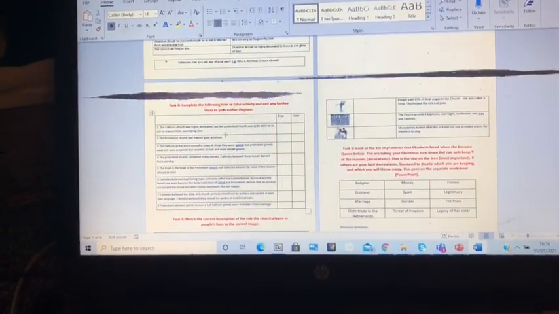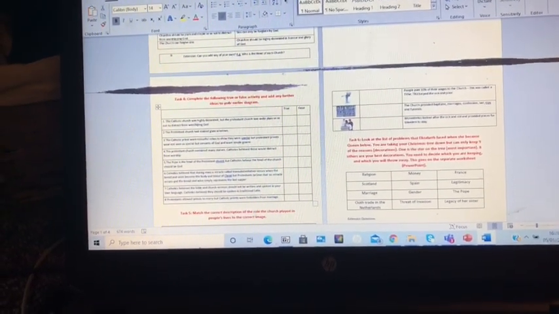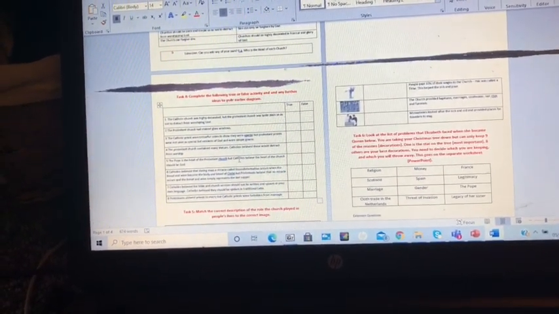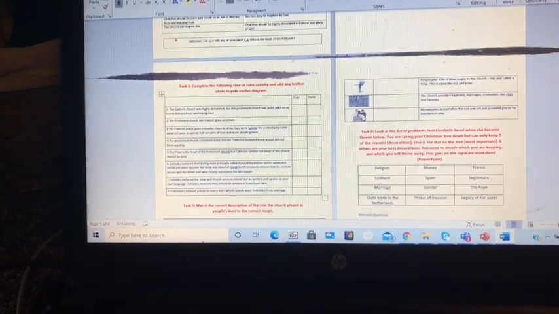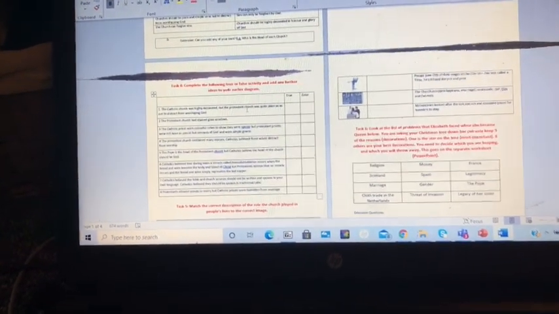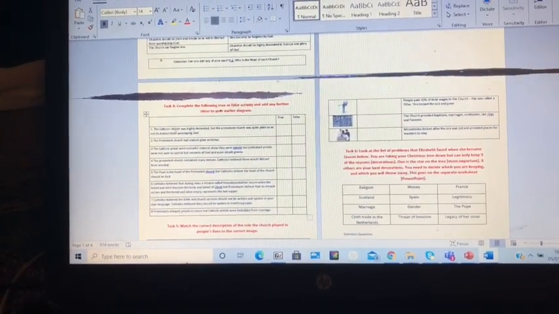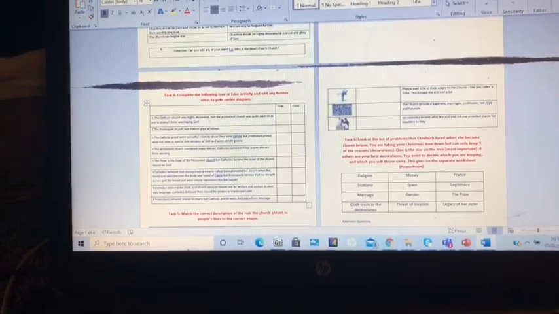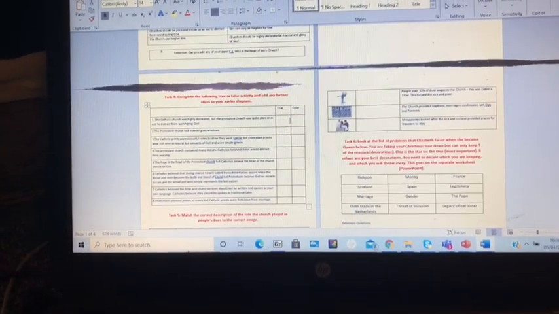We've then got here a true or false tick box. Okay, so the first one says the Catholic church was highly decorated, but the Protestant church was quite plain, so as not to distract from worshipping God. So if you think that's true, you tick true. If you think it's false, you'll tick false, okay?